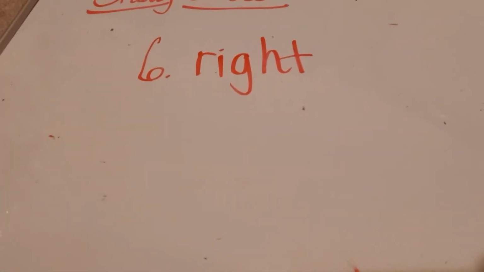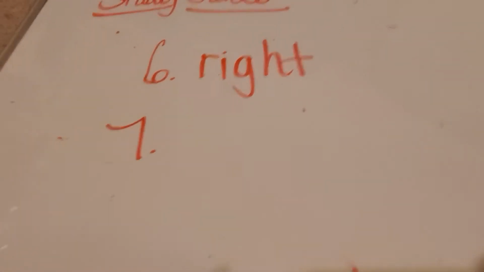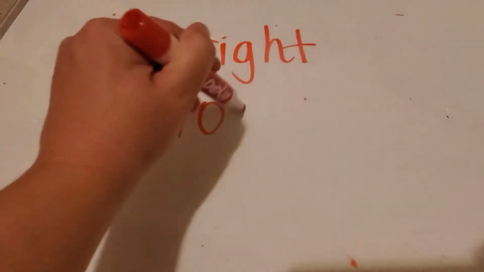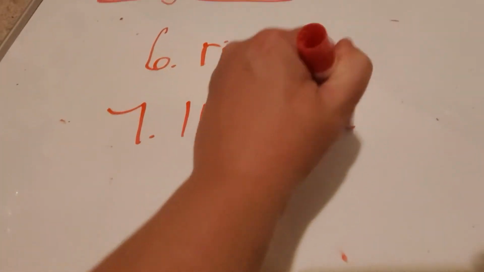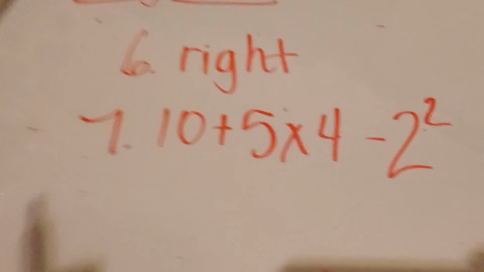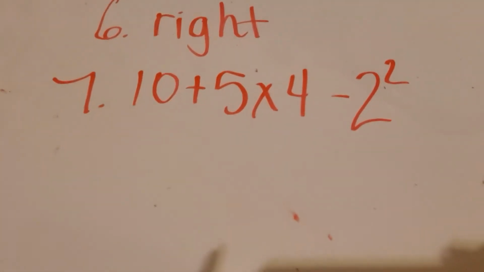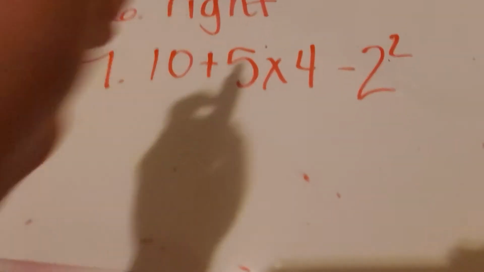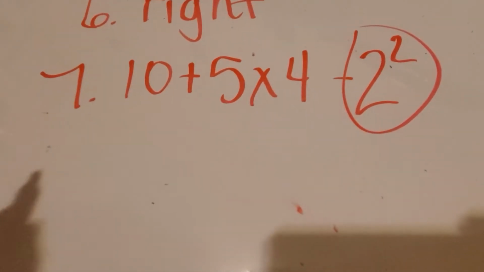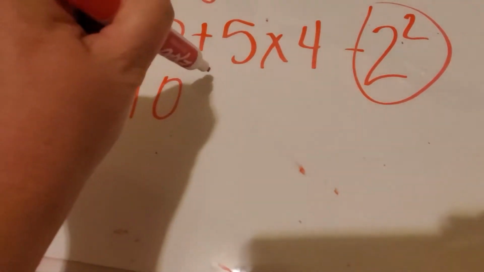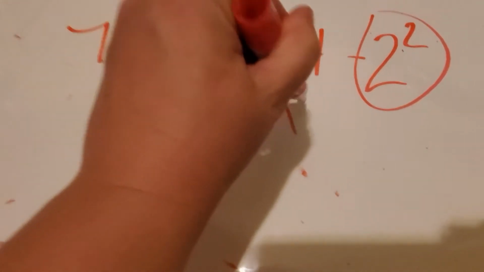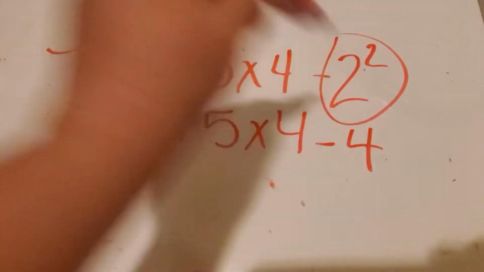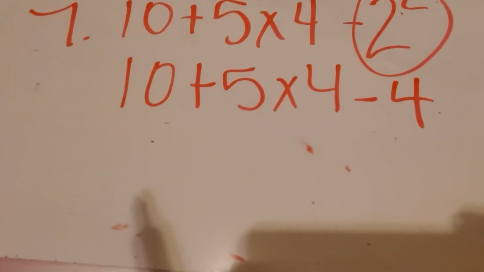Number 7 is going to be please excuse my dear Aunt Sally. It says 10 plus 5 times 4 minus 2 squared. Well, there's no parentheses here, but remember that the E stands for exponents, so we do have one of those. So my next step would be 10 plus 5 times 4 minus, well, what's 2 to the second power? 4.